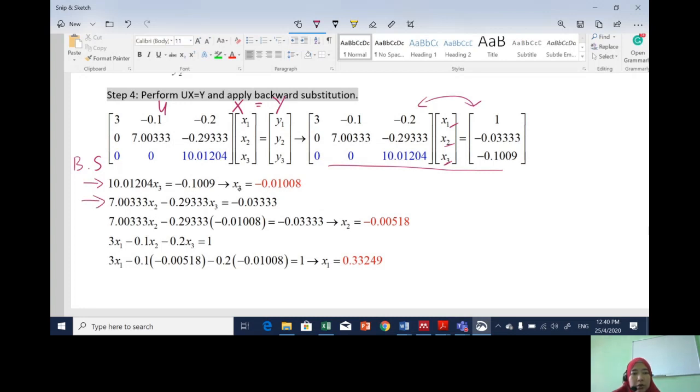Okay, so x3 substitute here. And then solve for unknown, we have x2. Now here we have the solution for x2. And from row 1, let it equal to 1. Okay, solve for x1 after we substitute the value of x3 and x2 that we have just now. This is the value that we have found in the previous step. Then solve for x1.